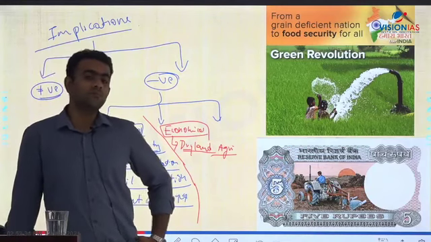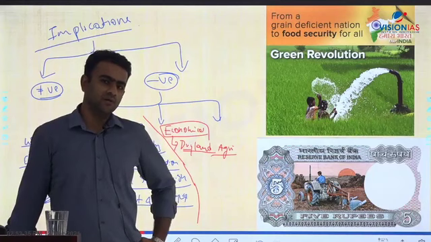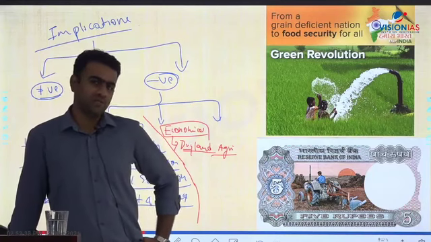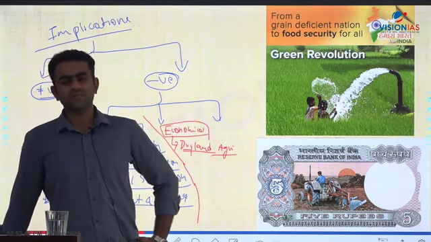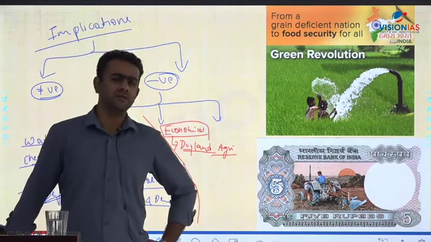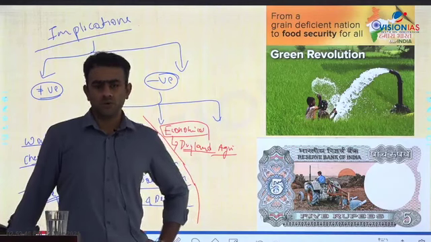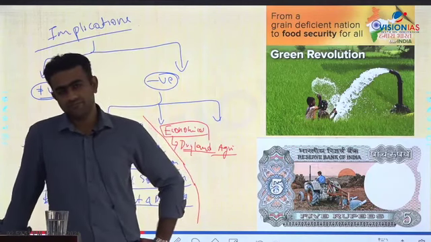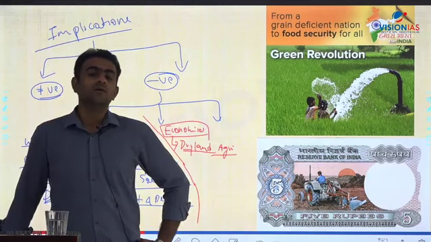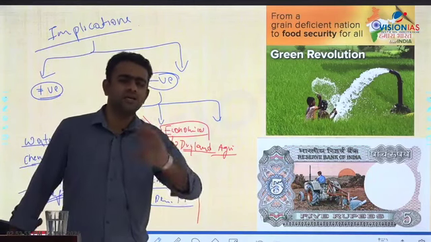But what about the major portions of India? Rajasthan, Gujarat, Madhya Pradesh, Maharashtra, Karnataka, where there is a bit lesser precipitation, where less than 70 centimeters of precipitation is there. So that is what we call dryland agriculture. That requires a very different method of agriculture. Fine. So that dryland agriculture was totally neglected.